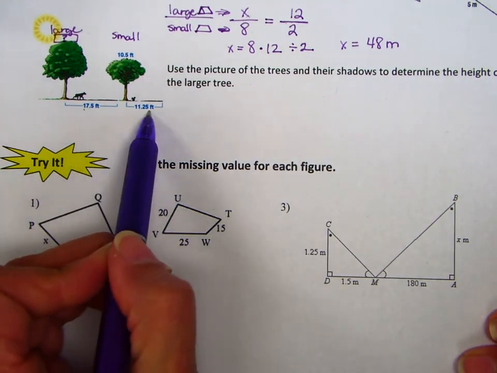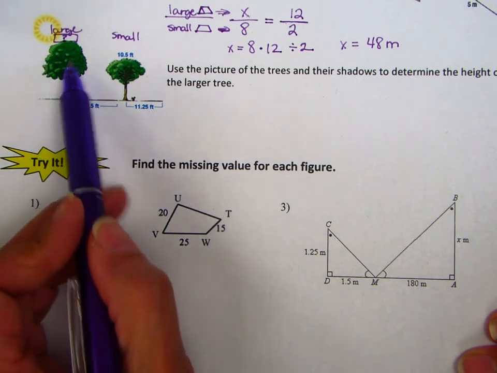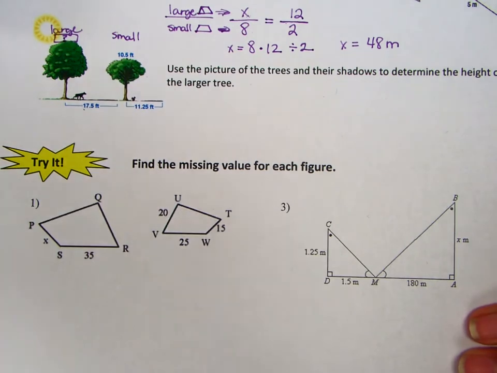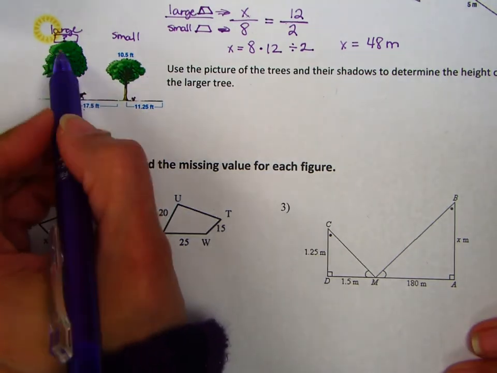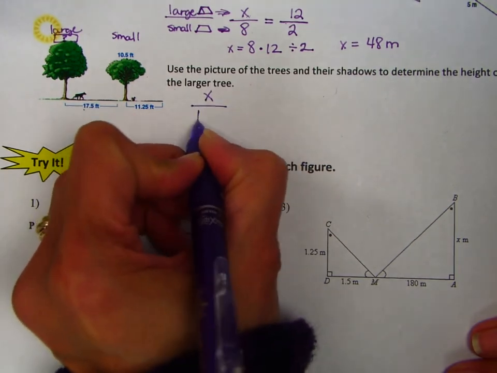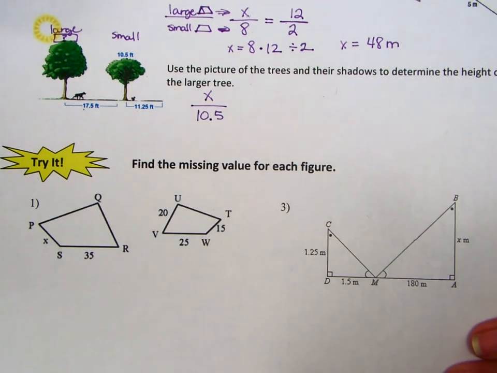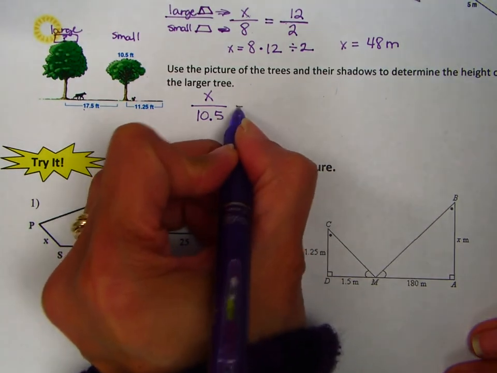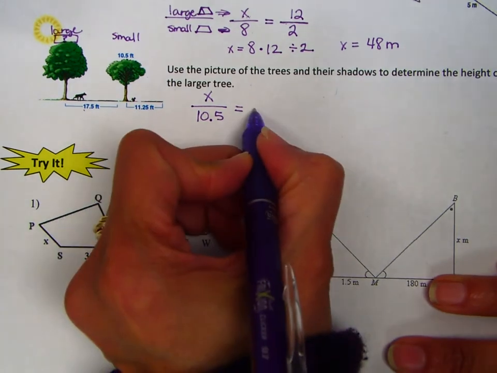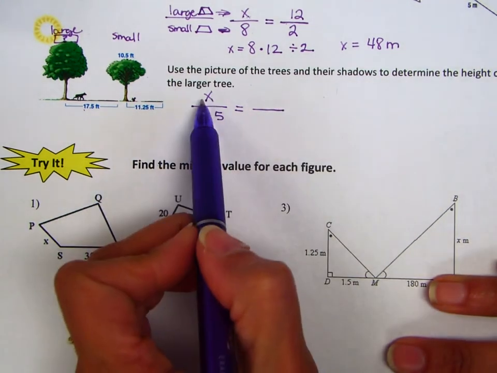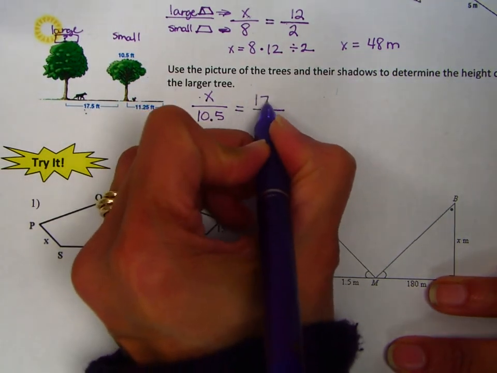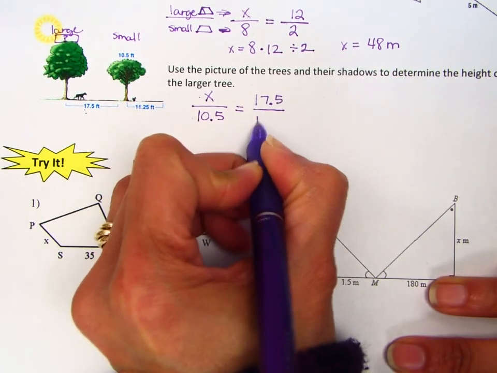We have a shadow to a shadow, and we have a missing to the height of the smaller tree. So let's set up our proportions. I am missing the height of the larger tree. I have the height of the smaller tree. I want to set up a proportion. So I need to set up another ratio. And again, this is large to small. So I need the shadows. Large to small.